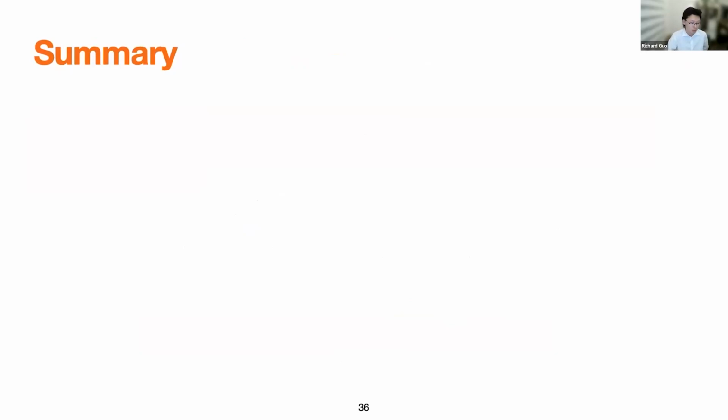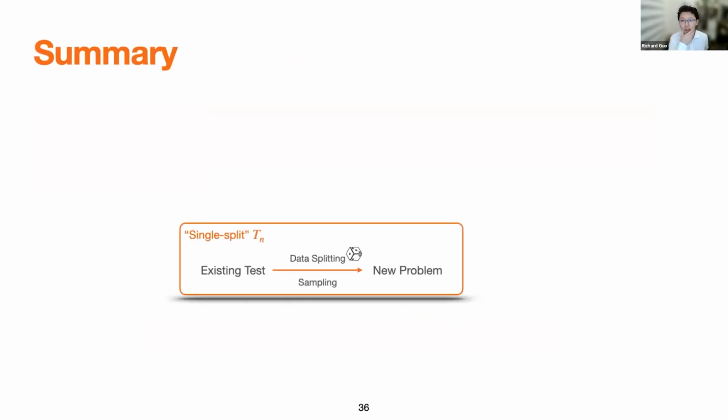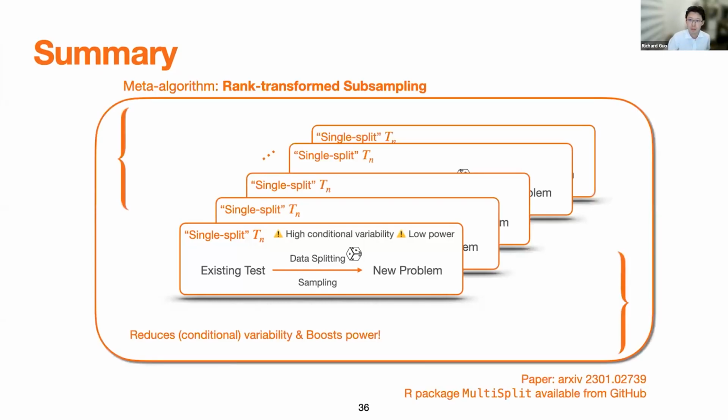Okay, so let me summarize. I think randomness can be quite useful for statisticians. Typically, it allows you to repurpose some existing procedure or test to attack a new problem. But the downside, as I mentioned, is that it has higher variability and lower power. So our algorithm provides a meta algorithm that allows you to run many, many replicates and properly aggregate their information to reduce the variability and, hopefully, greatly improve the power.